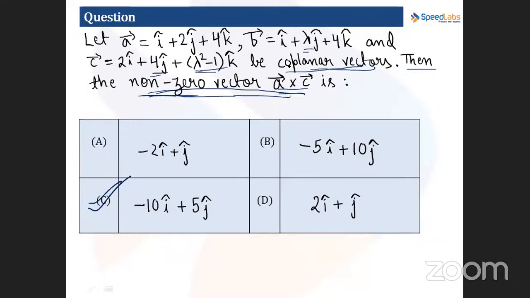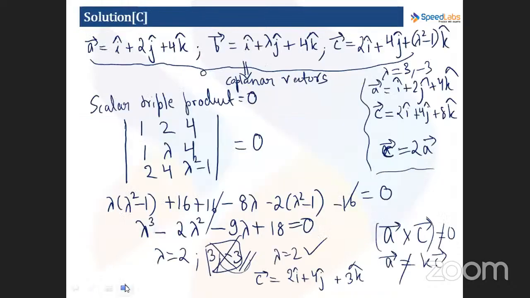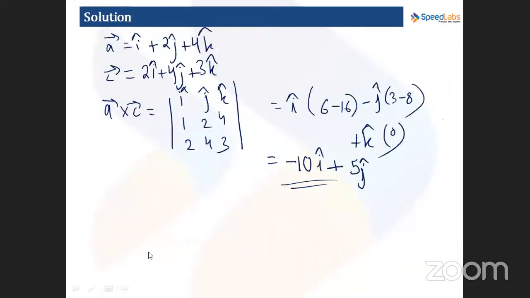So the hint here was that the vectors are coplanar. You must know that for coplanar vectors, scalar triple product is 0. And the second thing given was the non-zero vector A cross C, so A cross C cannot be equal to 0. So the correct option is option C. I hope everybody understood this solution. Should we move on to the next question?